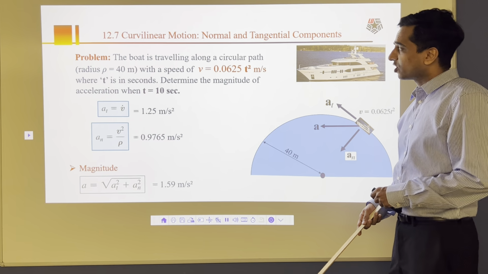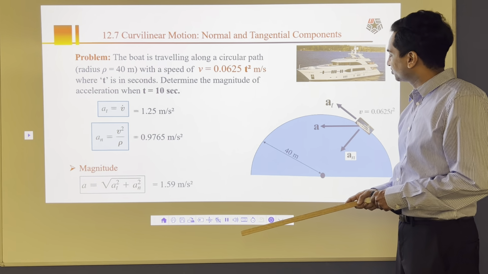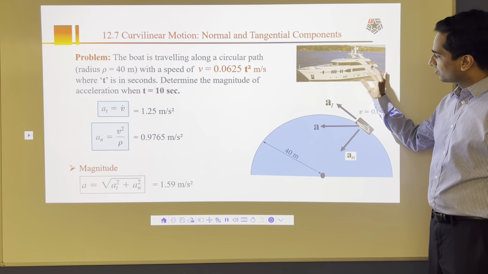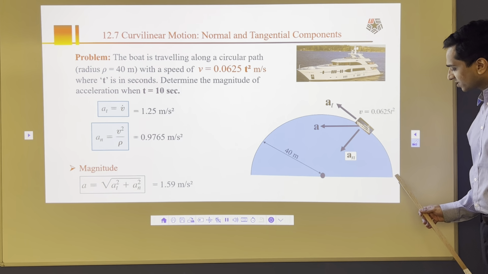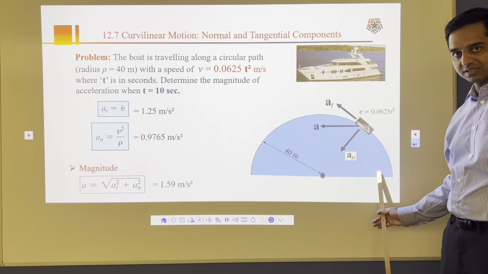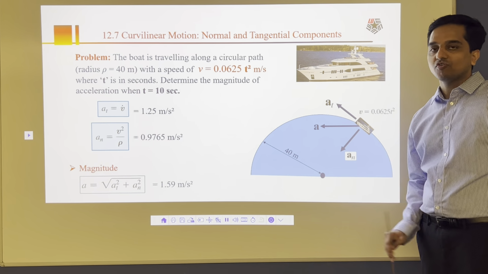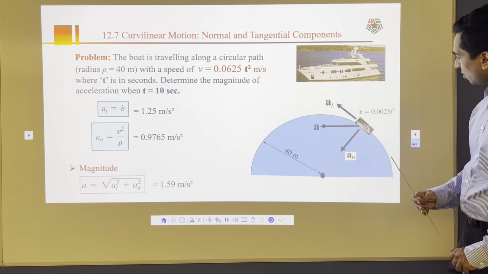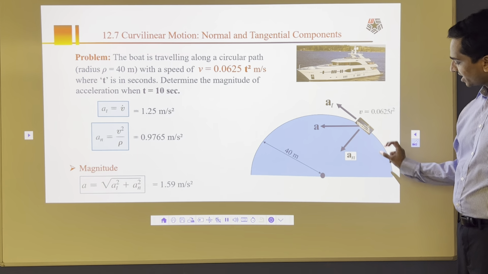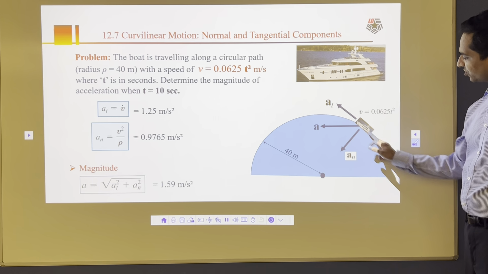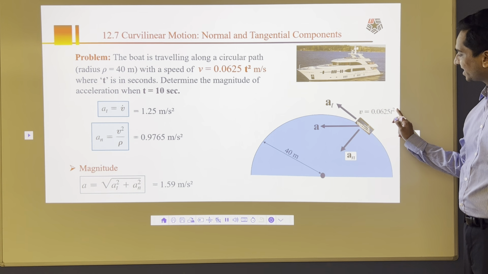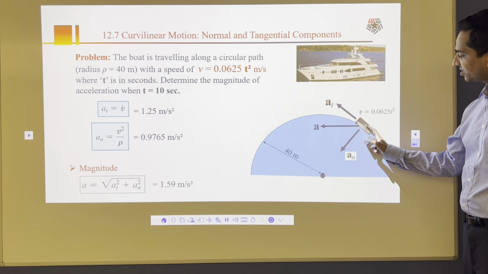Now let's directly do a problem and see if we can figure out these normal and tangential components. We have a boat taking a curve. It's going to follow a curved path like this. This is a semicircular path, and its radius is 40 meters. The boat starts somewhere here and continues like this, and the velocity for this profile is given by v is equal to 0.0625 t squared.